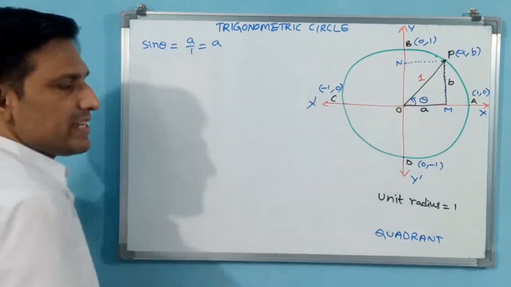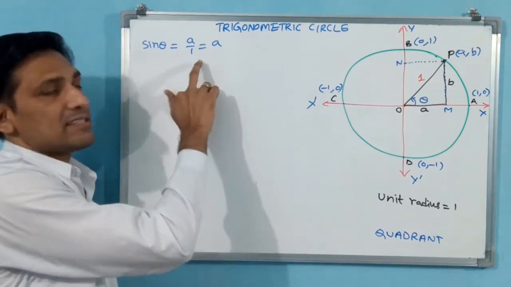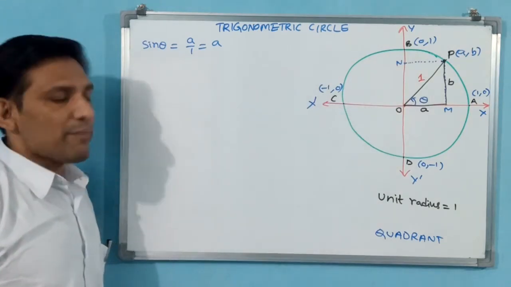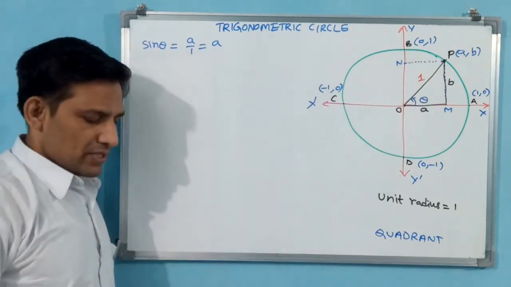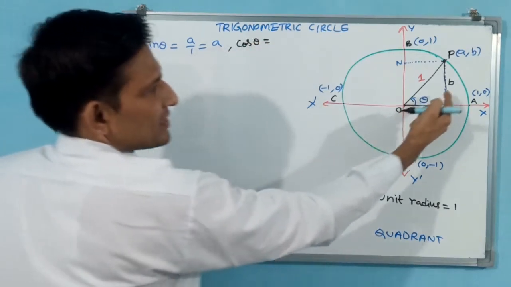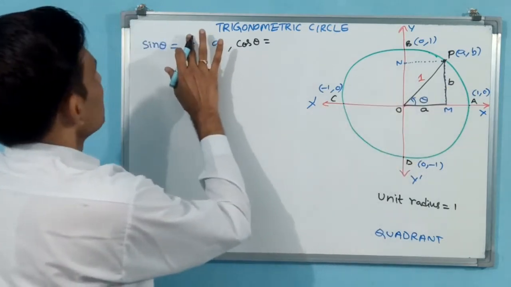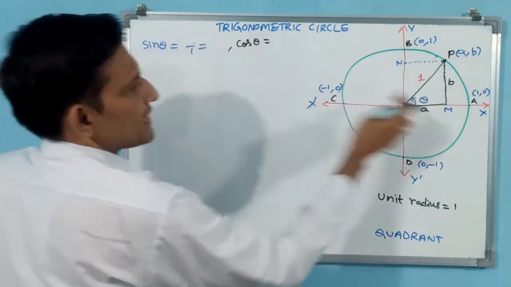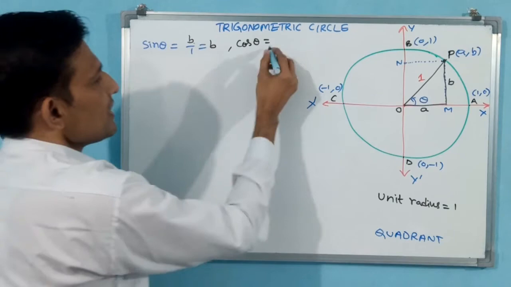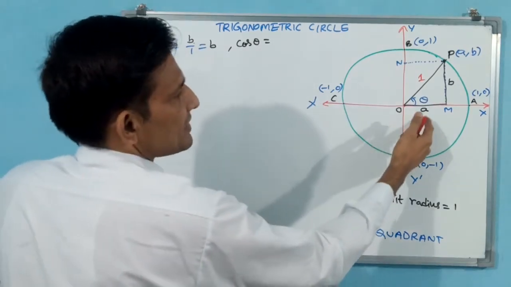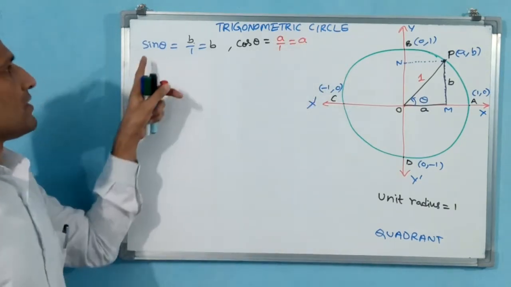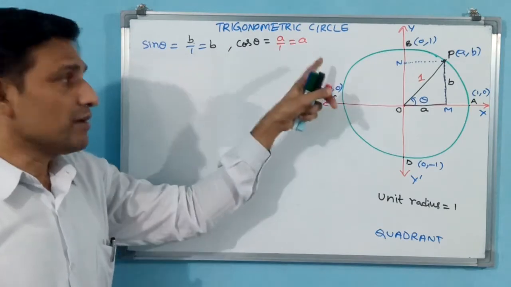That means ultimately A has come, because we want to make this a unit radius, that is why the hypotenuse is 1. Now what about cos theta? Sin theta is opposite side by hypotenuse, B by 1, that is equal to B. Cos theta is A by 1, that is equal to A. Now for sin theta and cos theta you have B and A.